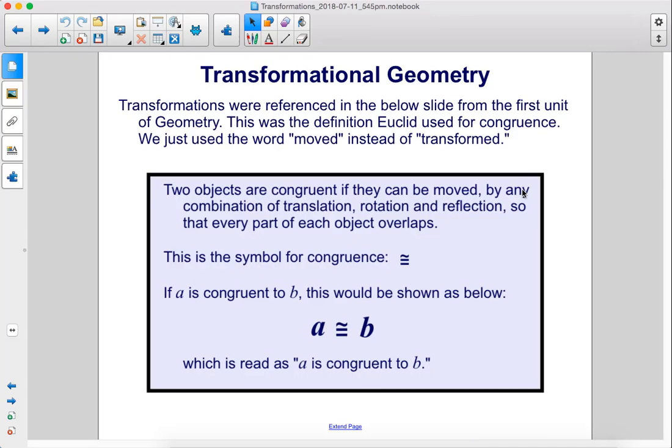Transformations. Transformational geometry. Transformations were referenced in the below slide from the first unit of geometry.